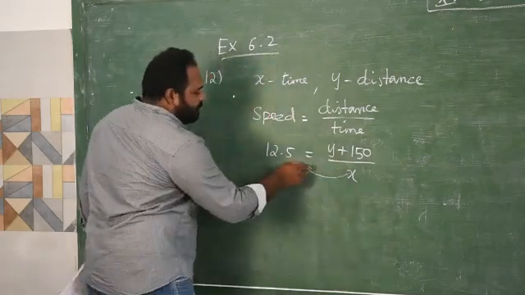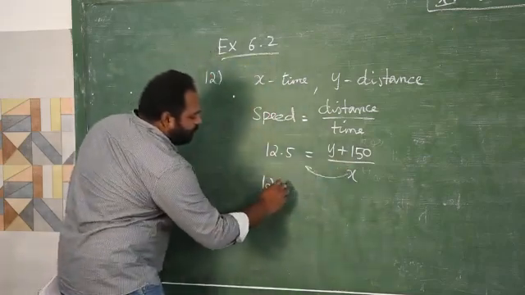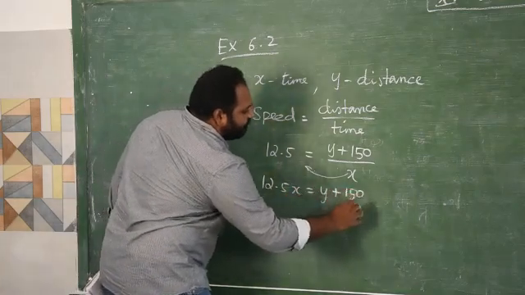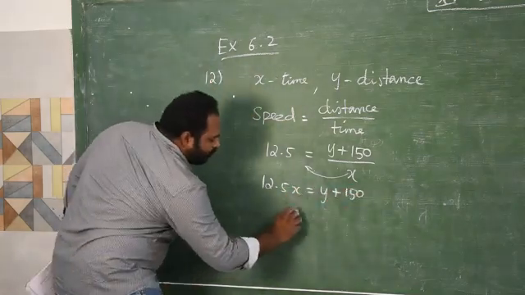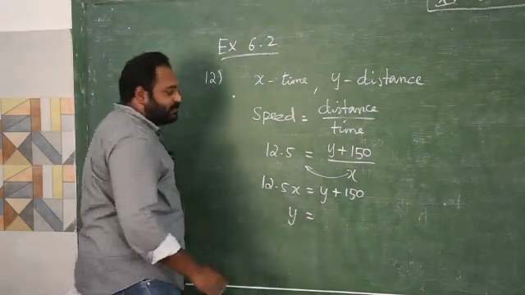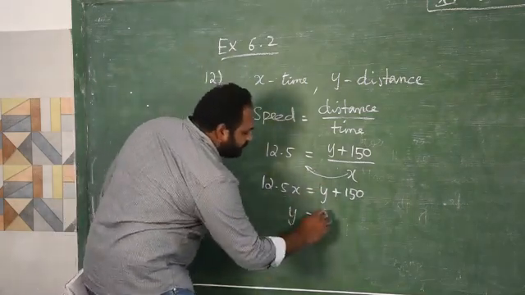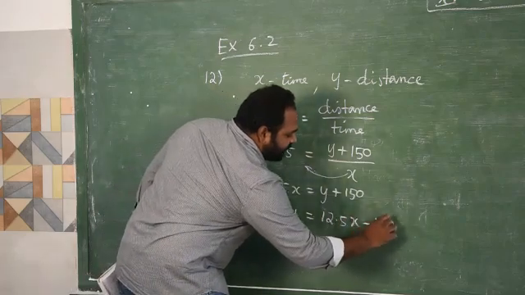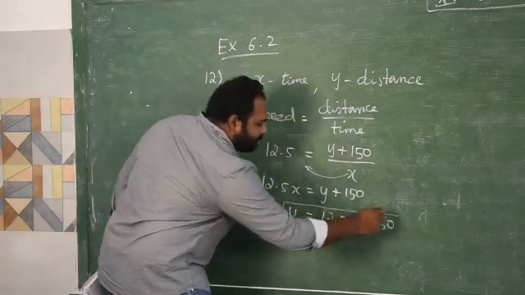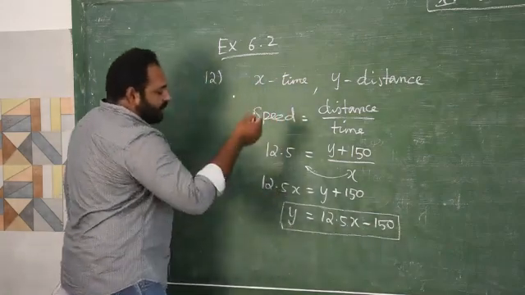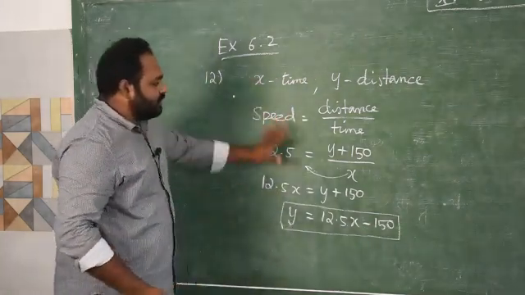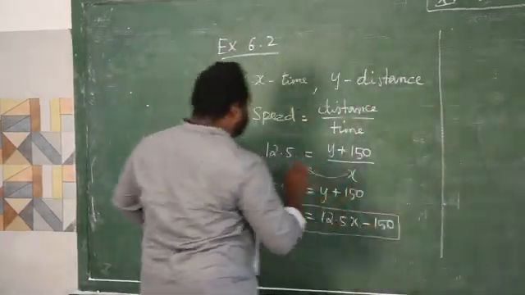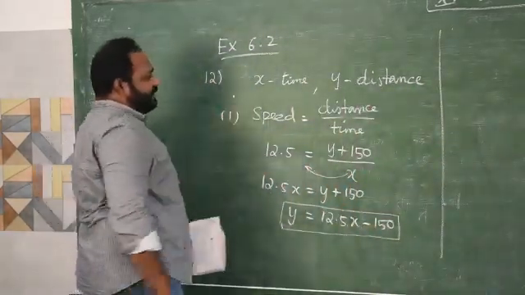So cross multiply: 12.5x equal to y plus 150. Here I am going to write y in terms of x. So bring this 150 this side: y equals 12.5x minus 150. This is the required equation, which is the motion of this train. Okay, this is the first question answer.